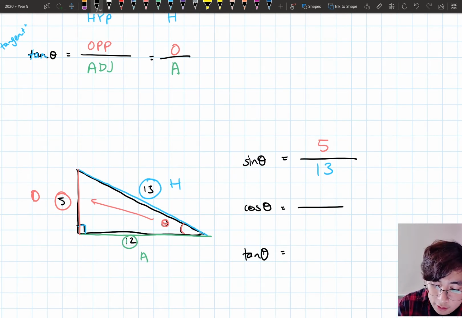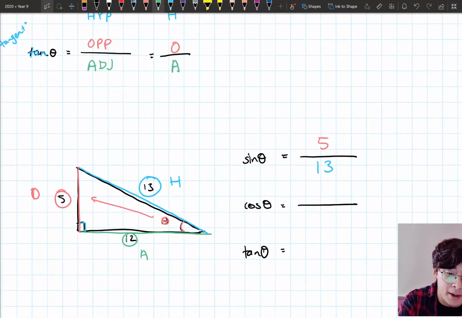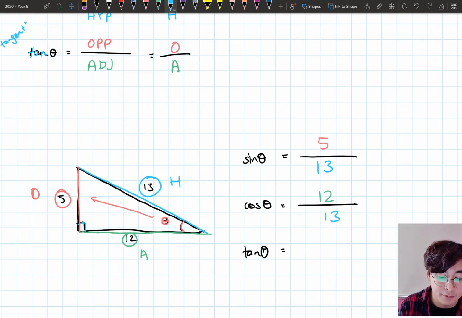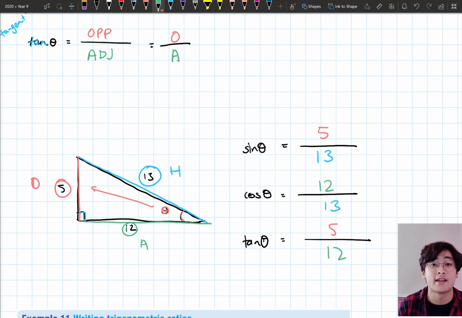Okay, cos theta. Now cos theta is just my adjacent over my hypotenuse. So I'm going to put a big A. I'm going to figure out the value of my adjacent, which is just 12, over my hypotenuse, which is 13. And the final one is tan theta, which is just my opposite over my adjacent. So I'm going to go 5 over 12. And that's it. That's how we find these trig ratios for a triangle.